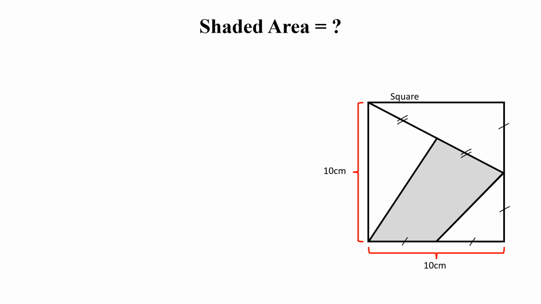The question is how to calculate the shaded area in this square. How can we solve this? This area is A1, this is A2, this is A3 and the required shaded area is A. Then the required shaded area will be equal to the area of the square, which is 100, minus A1 plus A2 plus A3. How can we find A1, A2 and A3?